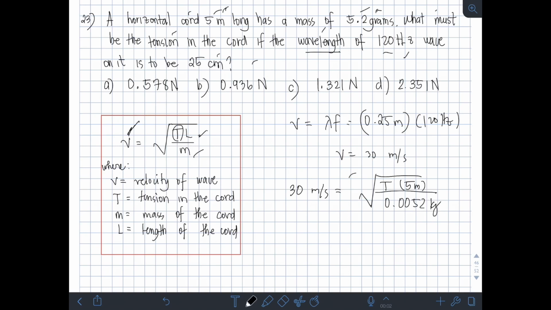Pwede nyo i-shift solve or manipulate nyo to solve for T. So, using calculator, it is equal to what? 0.936 Newton. So, the answer is letter B.